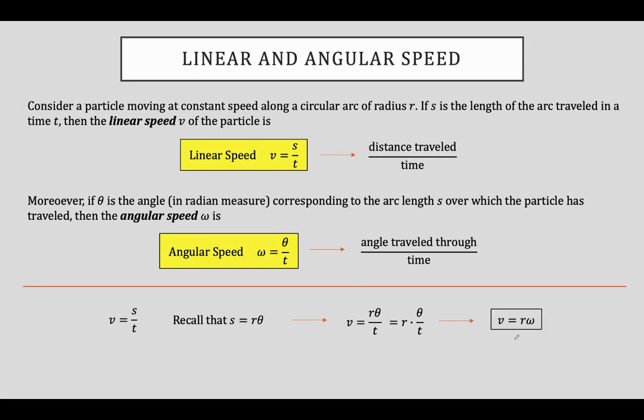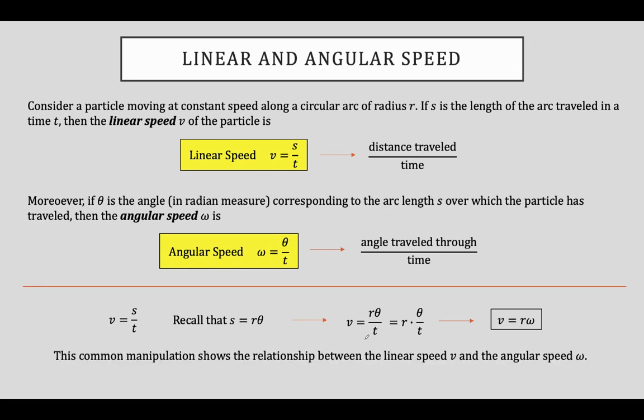which means that v is equal to r times omega. So the three main equations to take away from this page are this one for linear speed, this one for angular speed, and this relationship between linear speed and angular speed: v is equal to r times omega. Anytime you're looking to find linear speed and you have the angular speed, all you have to do is multiply by r, the radius of the arc. This common manipulation shows the relationship between the linear speed v and the angular speed omega.